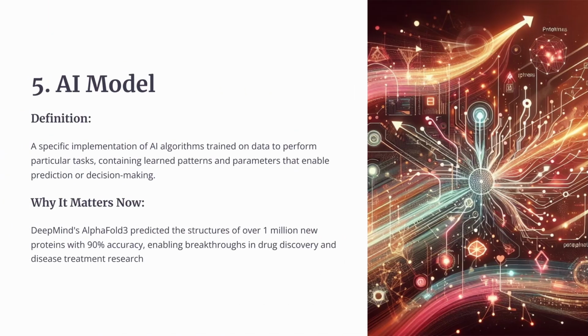An AI model is a specific implementation of AI algorithms trained on data to perform particular tasks, containing learned patterns and parameters that enable prediction or decision making. Think of each AI model as a digital expert trained for a specific job. Just like how you might consult a doctor for medical advice or a mechanic for car problems, different AI models specialize in different tasks. AlphaFold 3's breakthrough shows the incredible power of specialized AI models. It solved one of biology's greatest challenges by predicting protein structures that would take scientists years to figure out in a lab. This is literally accelerating medical research and drug development by years.